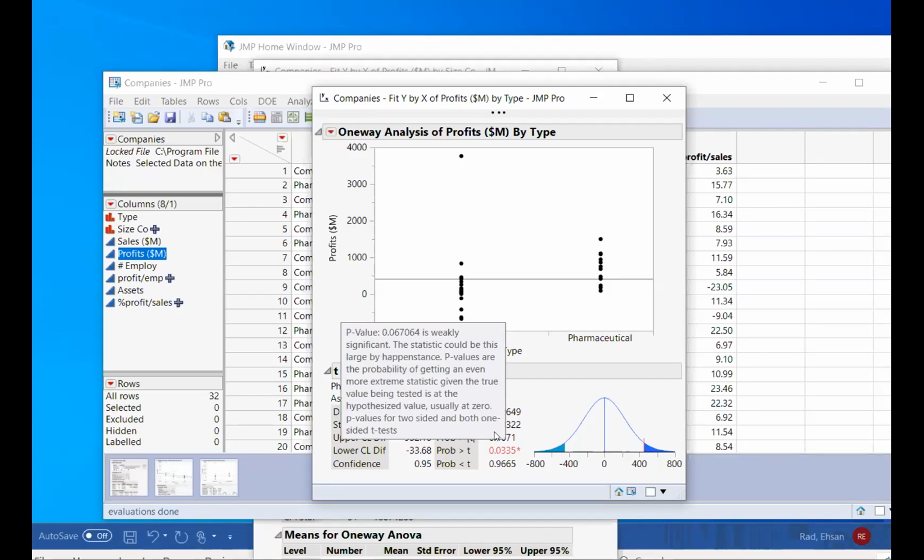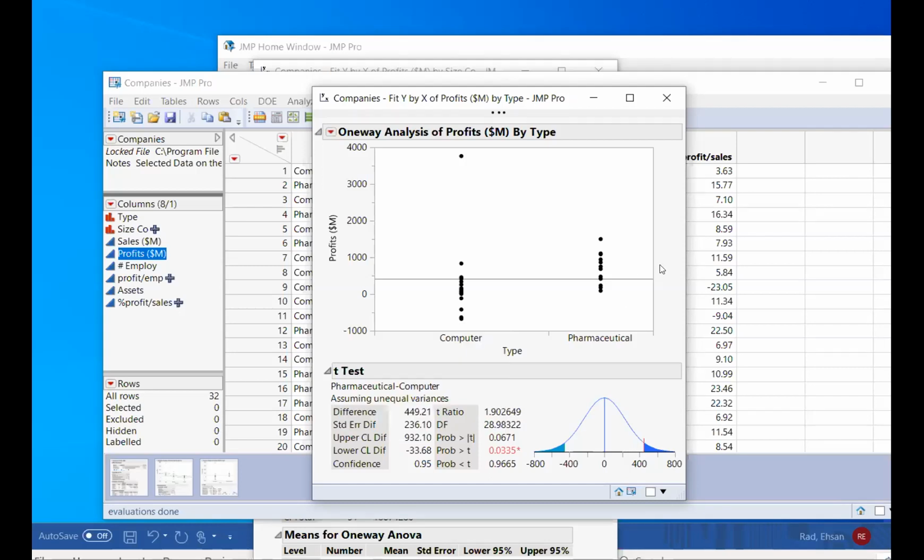There is no significant difference here, or there's no effect. Type of company doesn't have an effect on profit, statistically. Okay?